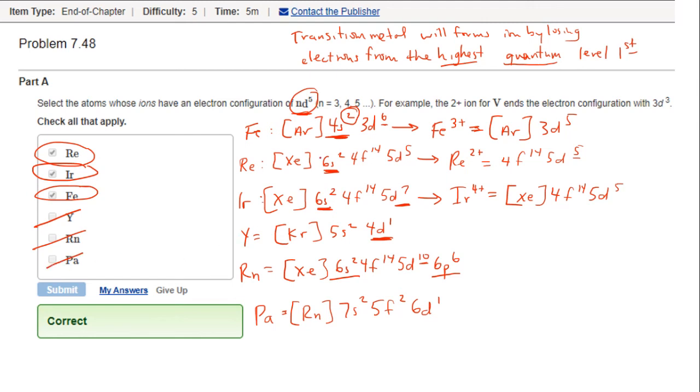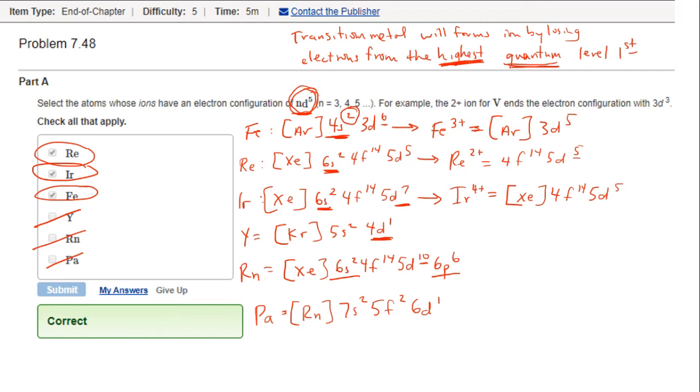So that's what we're looking for. We're looking for the neutral atom's electron configuration. Do we have enough electrons to bring us past this point for the neutral atom, so that when we form our cation and lose electrons, we are able to obtain that final electron configuration that we're asked for? And then the key to remember is that when we form a cation with a transition metal, we're going to lose an electron from our highest quantum level first.